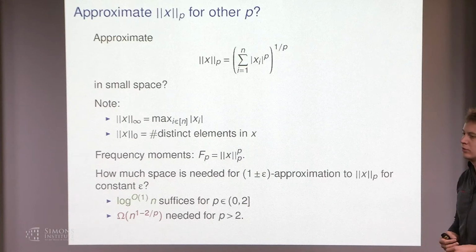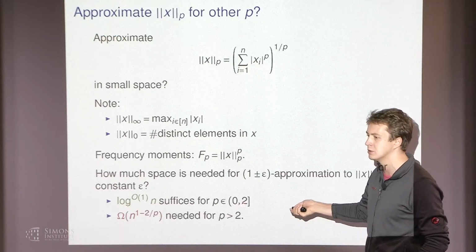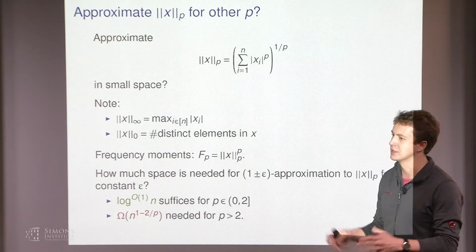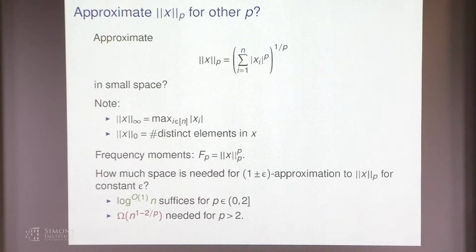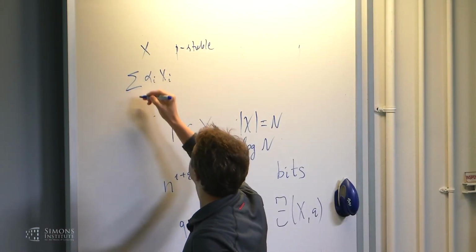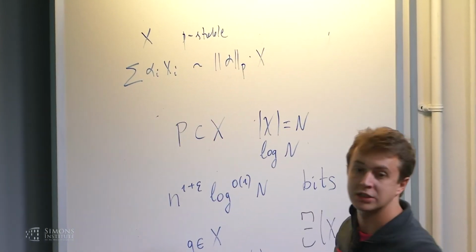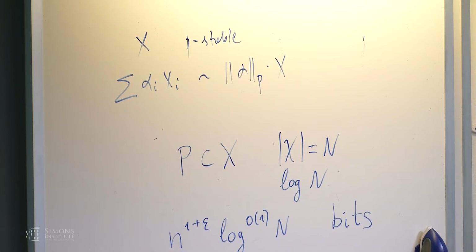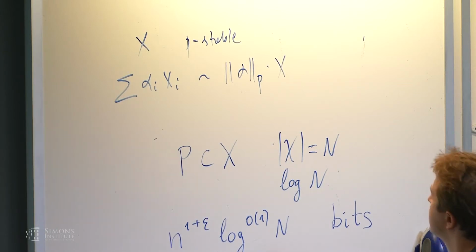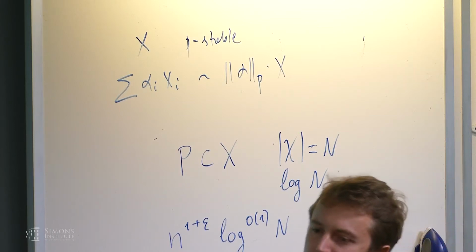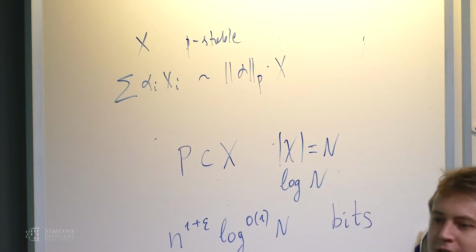One version of generating intuition is that for all p's between 0 and 2, p-stable distributions exist. Namely, for instance, the Gaussian distribution is 2-stable. A random variable X is p-stable if the sum of alpha_i X_i is distributed as the pth norm of alpha times X. So for example, the Gaussian distribution is 2-stable, but p-stable distributions exist for p's smaller than 2, and they do not exist for p's bigger than 2. I would say that a reasonable intuition for why they do not exist is the central limit theorem, because for p's greater than 2, you have to have variance, and then you have to converge to the Gaussian, but that's just intuition.